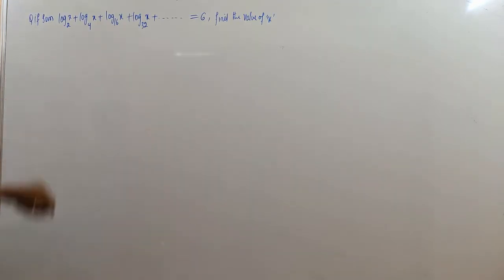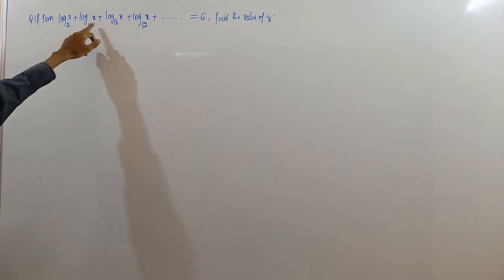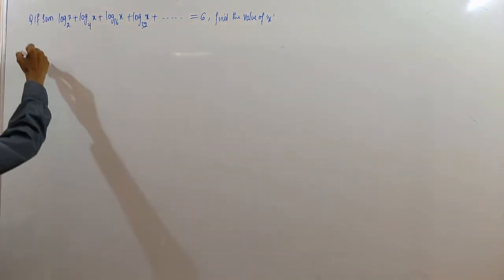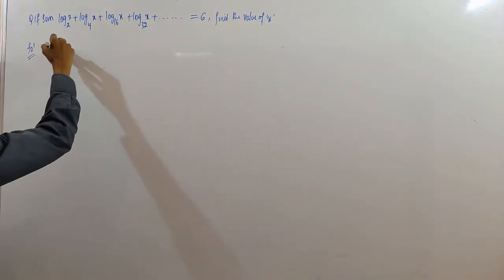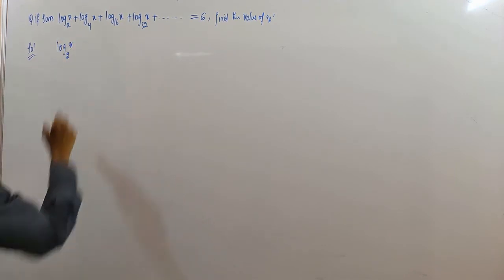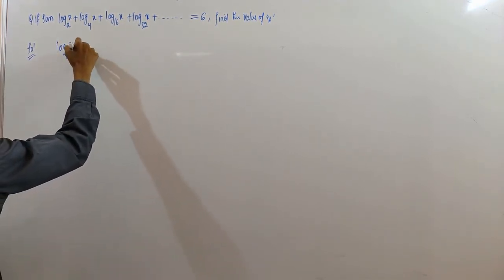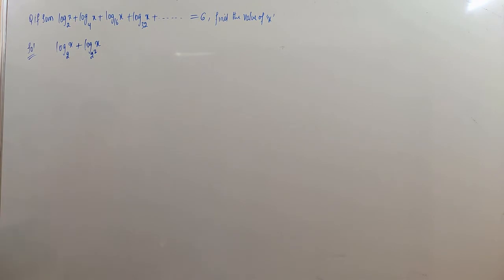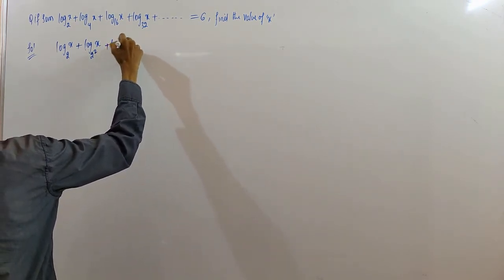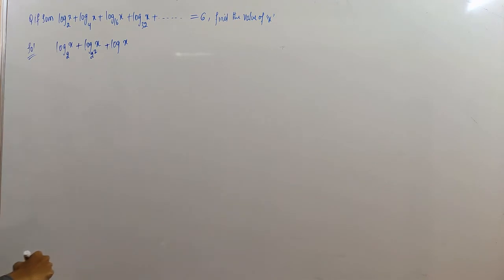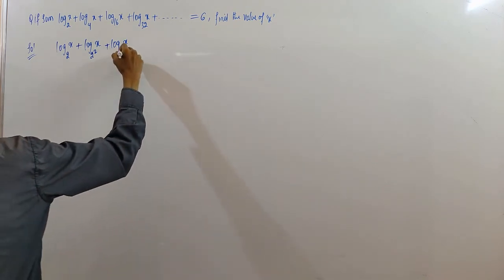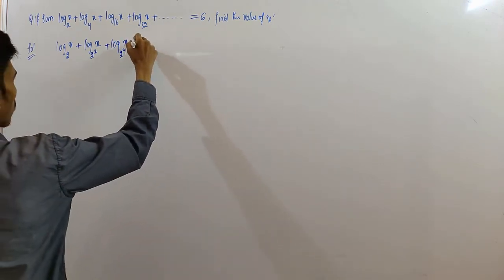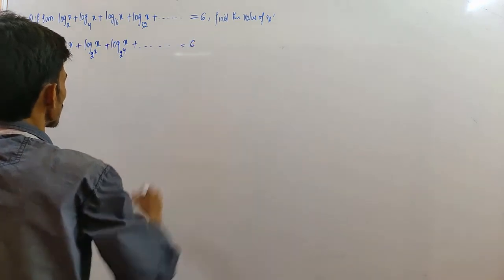And if log x base 2, plus log x base 4 and so on, the value is 6, find the value of x. Given log x base 2, here we have base 2, plus log x, this 4 can be written as 2 square, plus log x, this 16 can be written as 2 power 4, plus and so on is equal to 6.